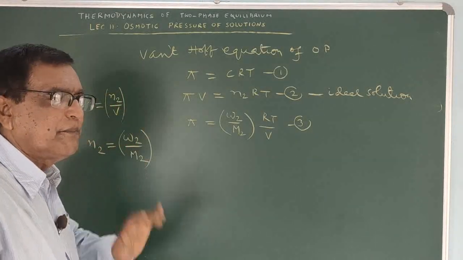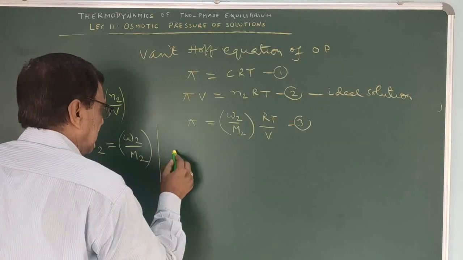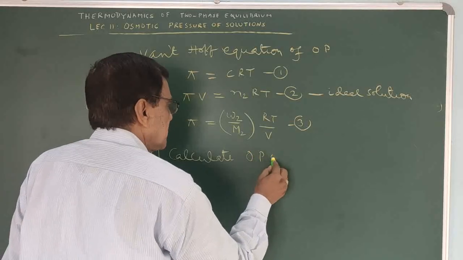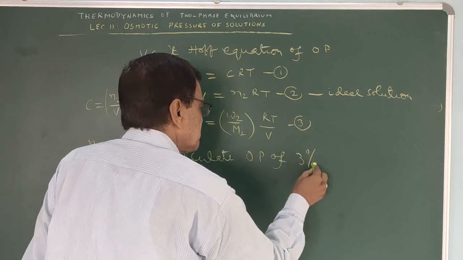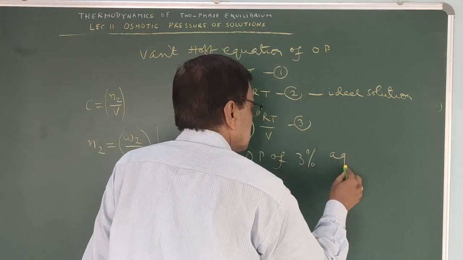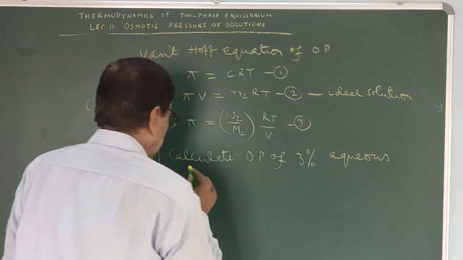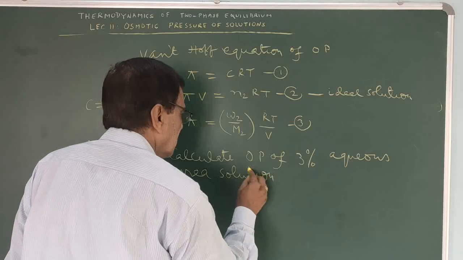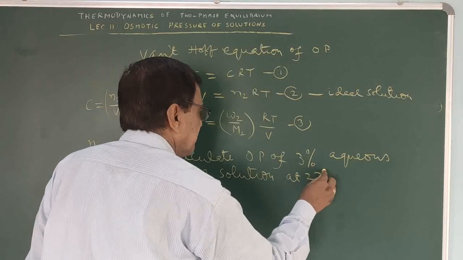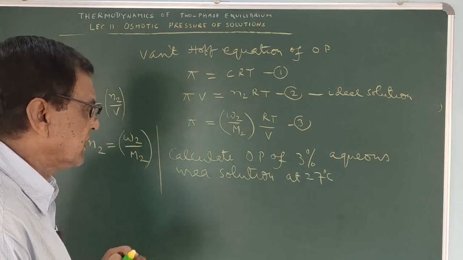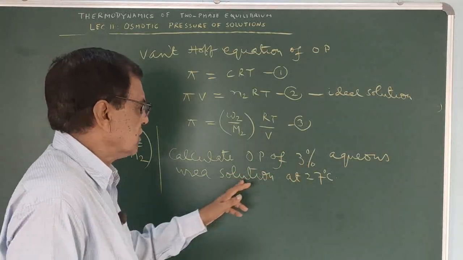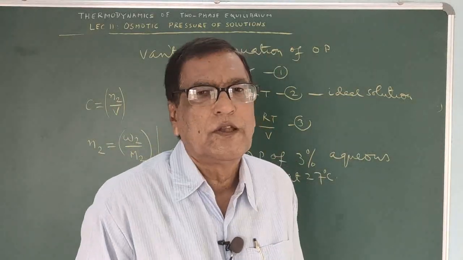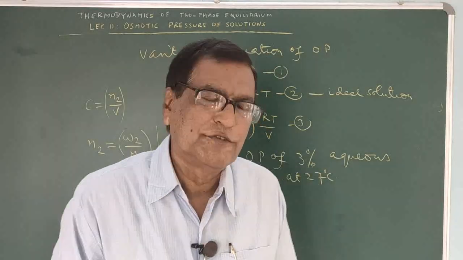Now one very simple problem. Calculate the osmotic pressure of 3% aqueous urea solution at 27 degrees centigrade. Very simple. 3% means 3 grams of urea is dissolved in 100 ml, or 0.1 liter, of solution.